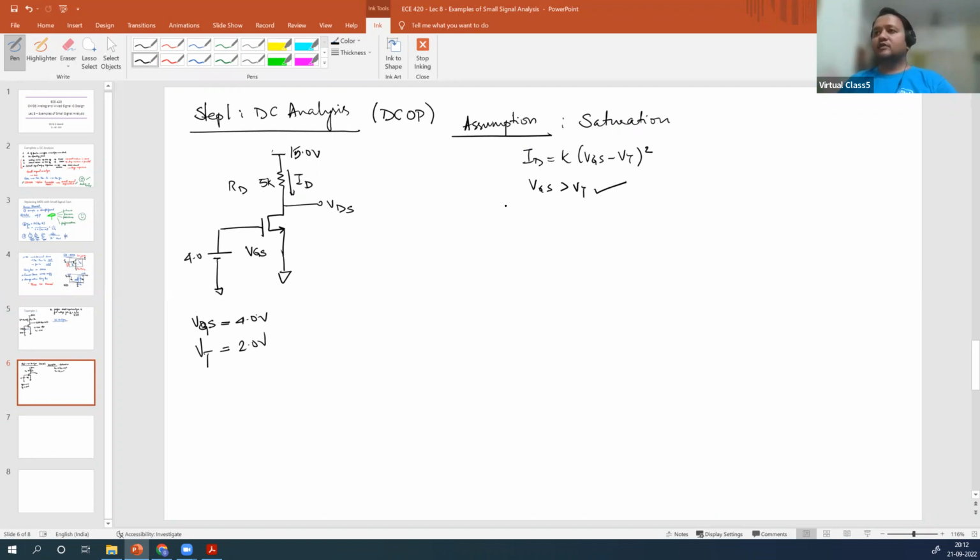Next, VDS needs to be greater than VGS minus VT. Do you know what is VDS value? Don't know. But we know what is current value. What is ID current? ID is K times. How much is K? What is K value? 0.25 milliampere.